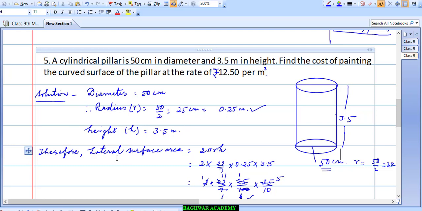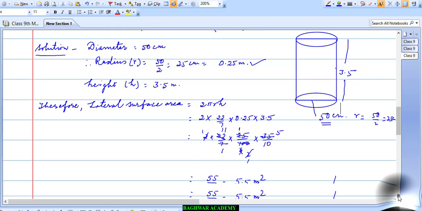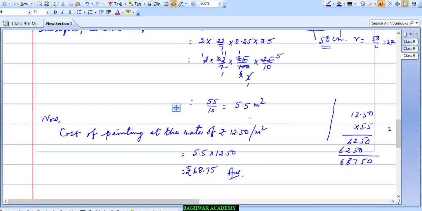So curved surface area or lateral surface area is equal to 2 pi RH. Just put the value, you will get what? 55 by 10 or 5.5 meters square. So this 5.5 meters square that you have got, this is the lateral surface area.